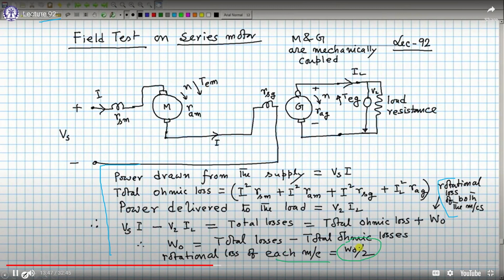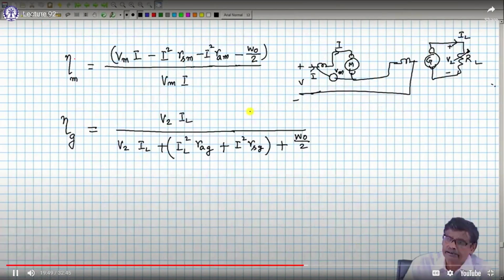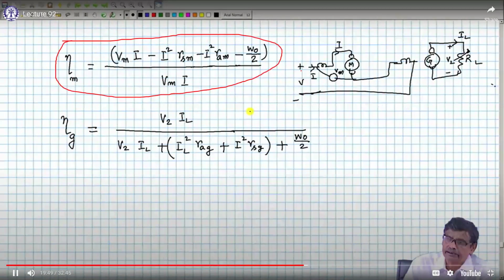Now we will see how to do the efficiency calculation. For calculating the efficiency of the motor, you connect a voltmeter across the field winding and armature winding of the motor. Let us suppose it is measuring voltage Vm, because the supply voltage is applied across the field winding and armature winding of the motor and the field winding of the generator.